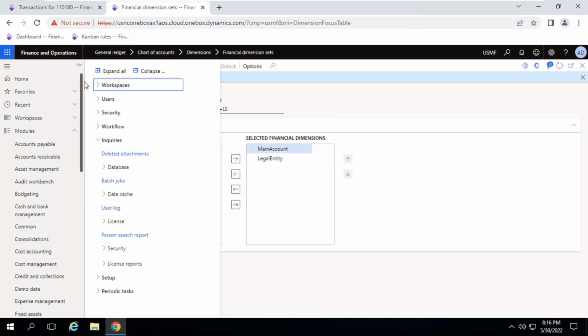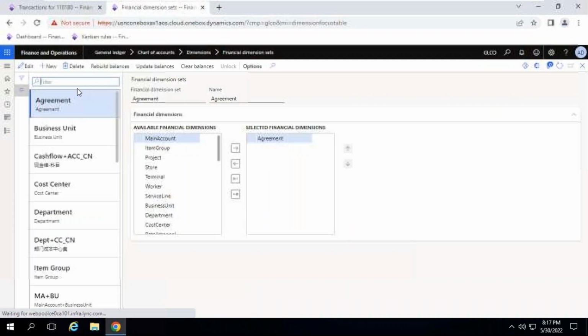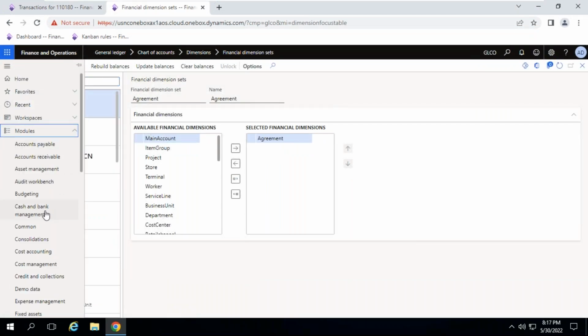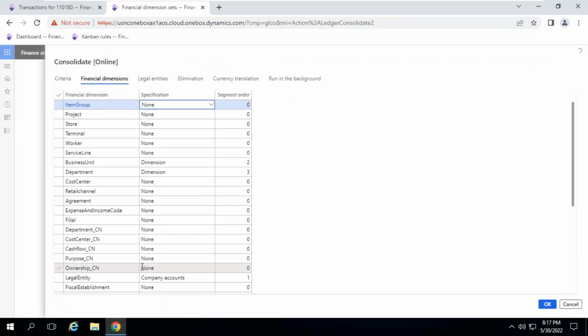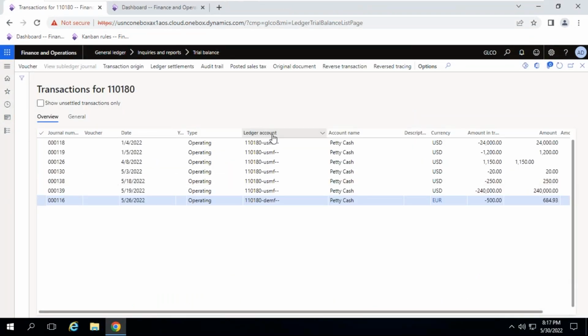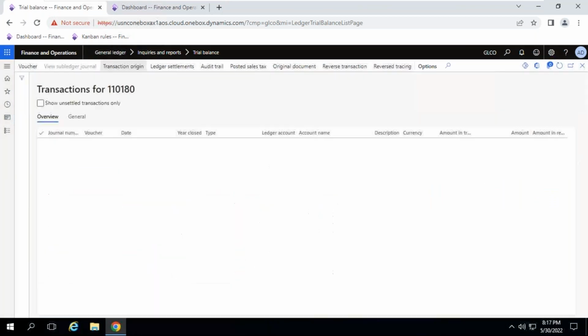So only one thing you need to do here, as I told you, while doing consolidation. I have added it like this. Try to understand the consolidations, online consolidation, company. Because I have not used legal entity as a dimension, it is a company, so that it will show you the transactions inside. Got it? Any questions here?